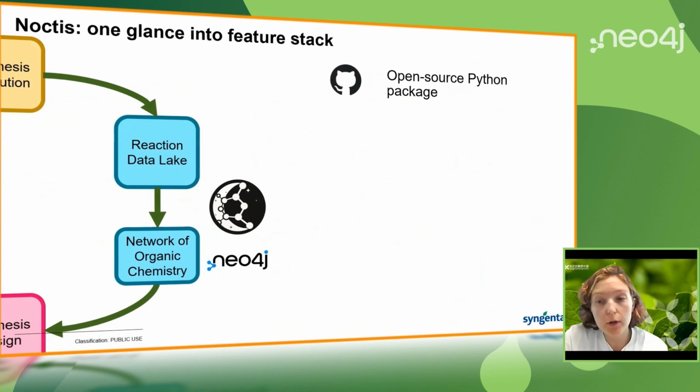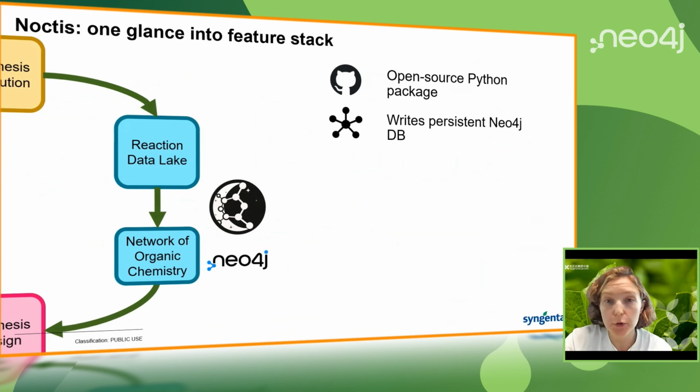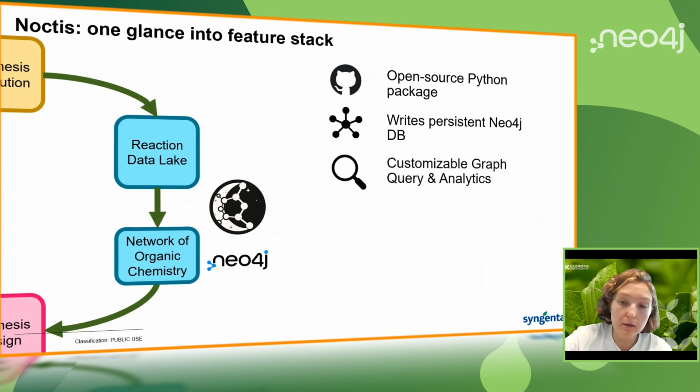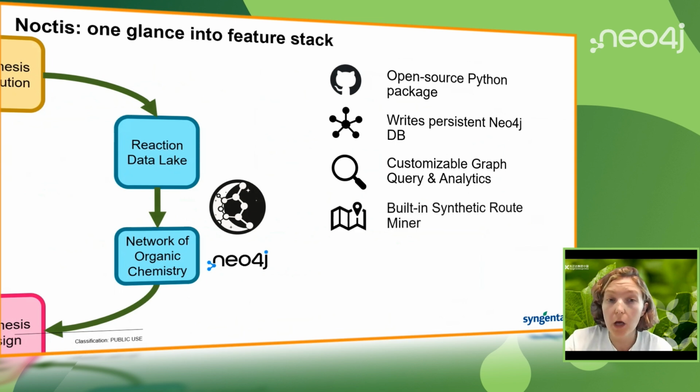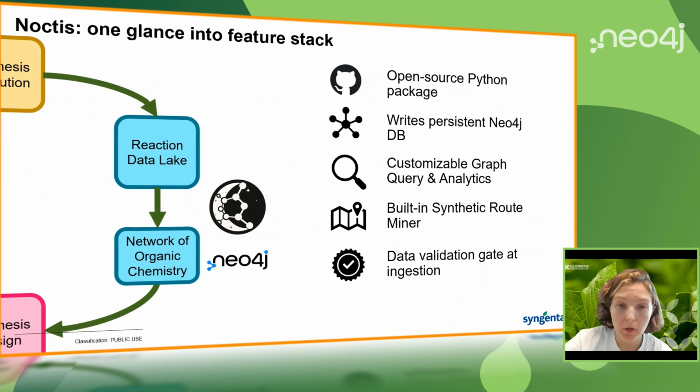So what is Noctis? It's an open source Python package. You can pip install it yourself. It writes persistent Neo4j database. It has a customizable graph schema, graph queries, and analytics. With a simple YAML file, you can rename labels, define new relationship types, and etc. We also implemented a custom route mining query, which I will talk about a little bit later.